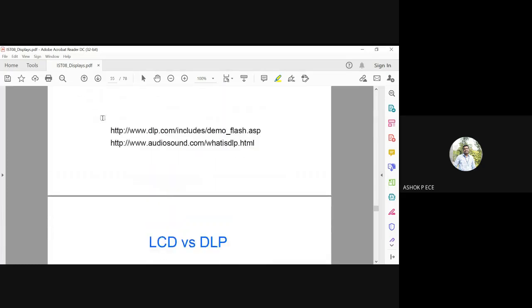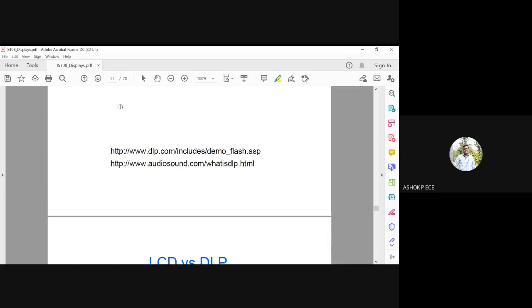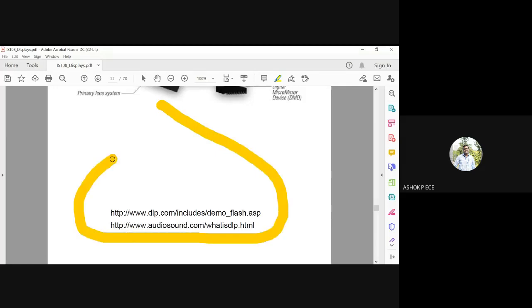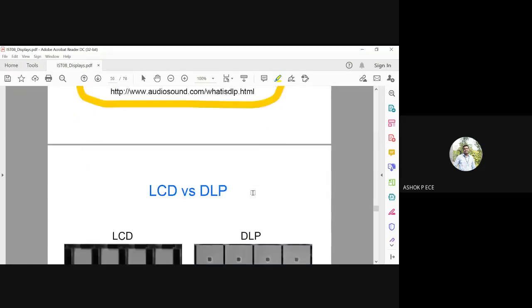You can refer to these websites if you need additional information.